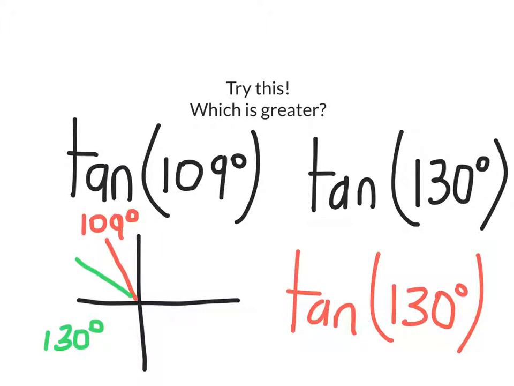So, in conclusion, if we want to compare two tangent values, first we draw the rotations, then we observe the slopes of their lines, and whichever slope is greater will have a greater value for tangent. Whichever slope is lesser will have a lesser value for tangent.